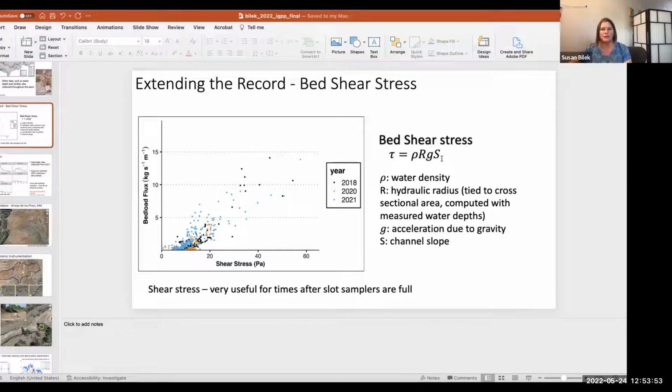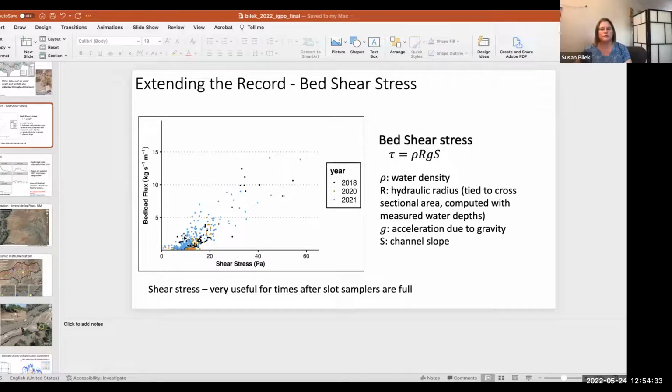So we know what that is. The hydraulic radius is tied to the cross-sectional area of the channel, and so we have the measurement of the shape of the channel. With the water depths, we can use that to get at that hydraulic radius. This parameter is solely defined by the water, not the bed load, because bed load is the pebbles in the water, but this shear stress is irrelevant to that.